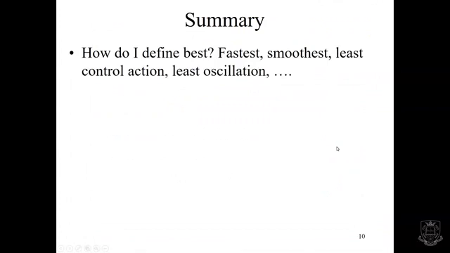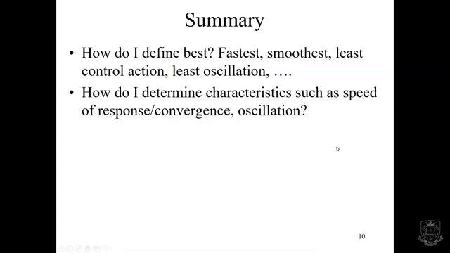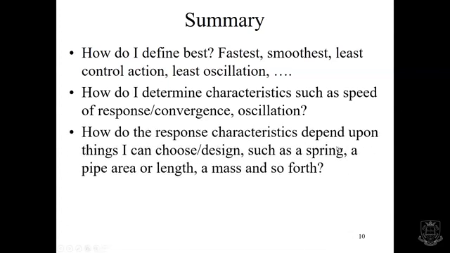So a summary. Key questions we need to ask is, how do I define best? Is it the fastest behaviour? Is it the smoothest? Is it the one that uses the least control action or the least oscillation? How do I determine characteristics such as speed of response, convergence and oscillation? How do I actually calculate these? It's one thing looking at a graph, but I need to put a number on them.